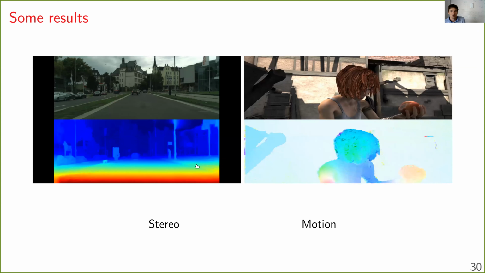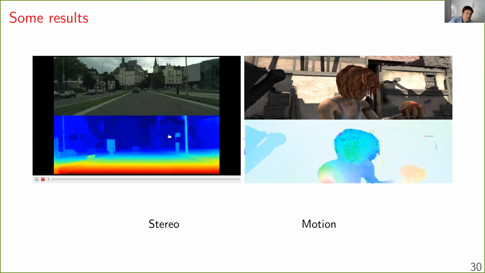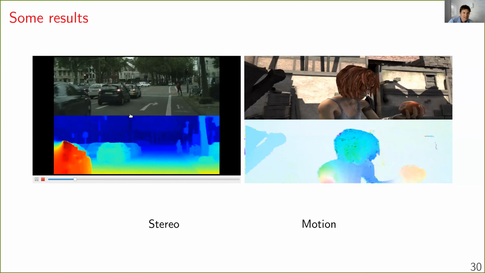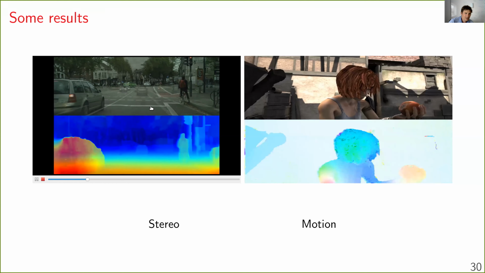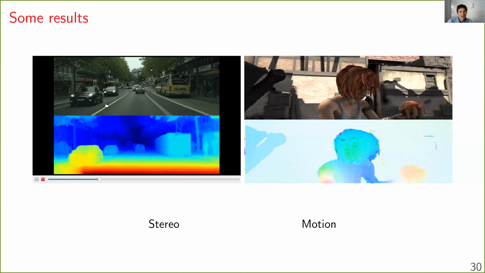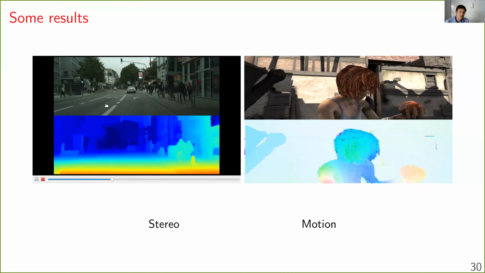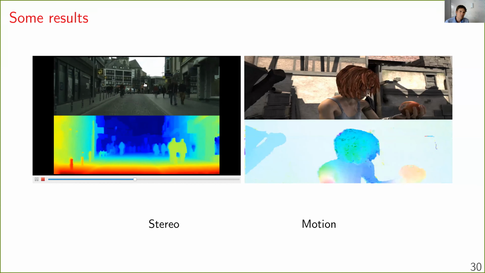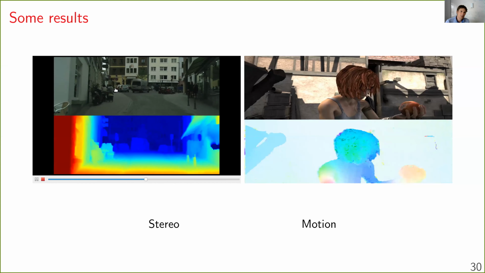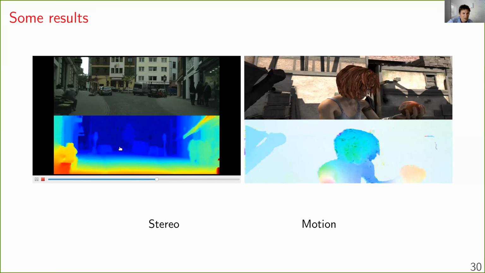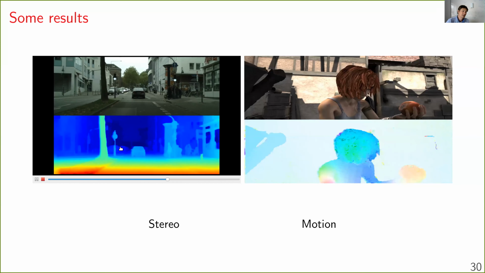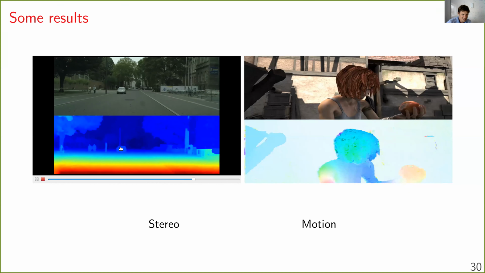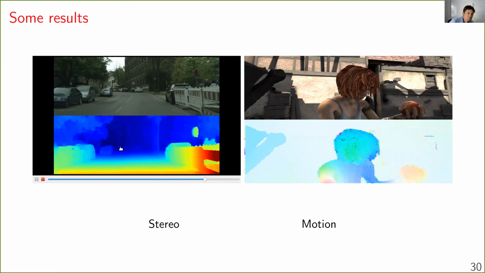So finally, I just show some results. Once you have learned the model, it works very well for stereo computation. These are some examples for the so-called Cityscapes database, which is used for evaluation of models for autonomous driving. You see one of the input images of a stereo pair, and here you see a color coding of the depth image computed by the Markov random field.